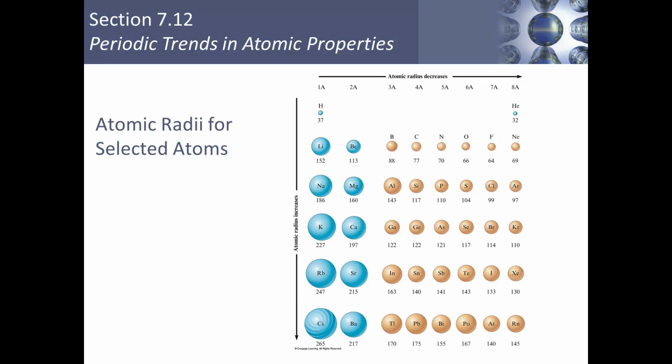So if we look at group 1A, going down group 1A, from lithium to sodium to potassium to rubidium to cesium, we see atomic radius increase. In going across that second period from lithium to neon, we see a decrease in atomic radius.